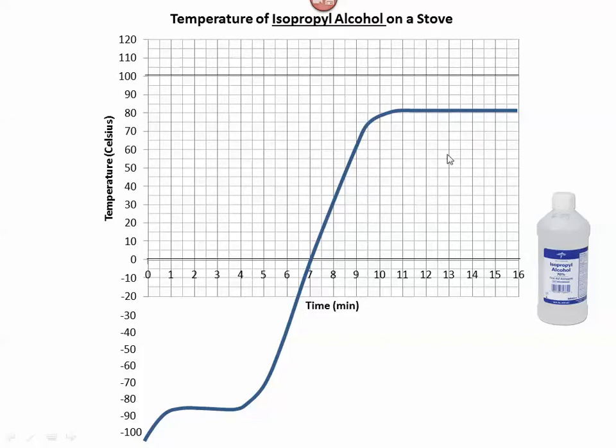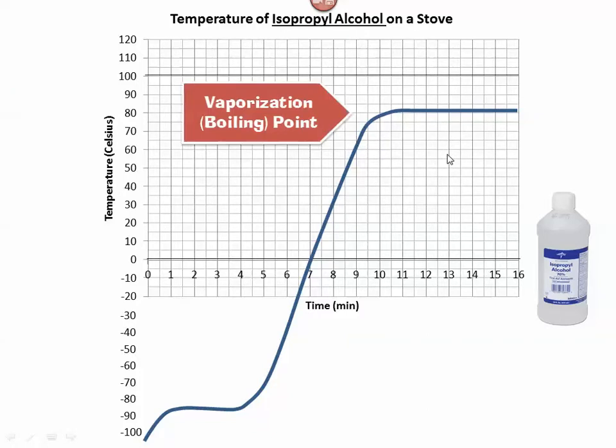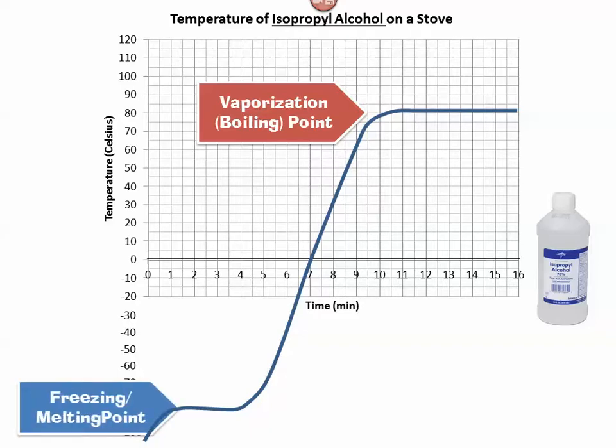So what do we know about rubbing alcohol then? Isopropyl alcohol, we can tell that, oh, there's the vaporization point, the boiling point. And it's right about 83 degrees, and we can also find the freezing or melting point, which is right down there at about negative 89 degrees. So you can do this with anything.